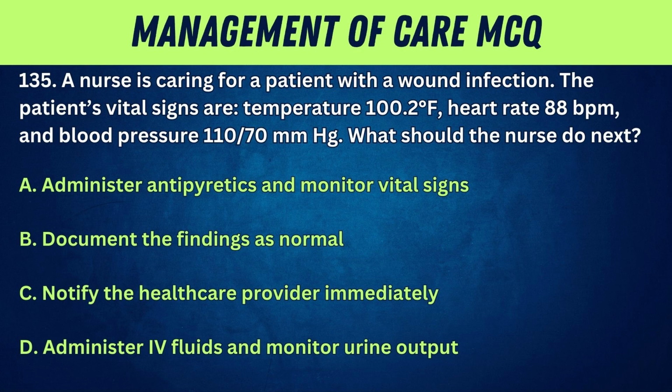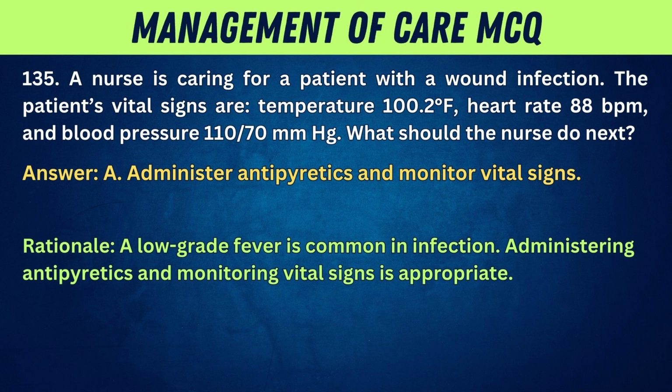135. A nurse is caring for a patient with a wound infection. The patient's vital signs are temperature 100.2 degrees Fahrenheit, heart rate 88 BPM, and blood pressure 110/70 mmHg. What should the nurse do next? A. Administer antipyretics and monitor vital signs. B. Document the findings as normal. C. Notify the healthcare provider immediately. D. Administer fluids and monitor urine output. Answer: A. Administer antipyretics and monitor vital signs. Rationale: A low-grade fever is common in infection. Administering antipyretics and monitoring vital signs is appropriate.